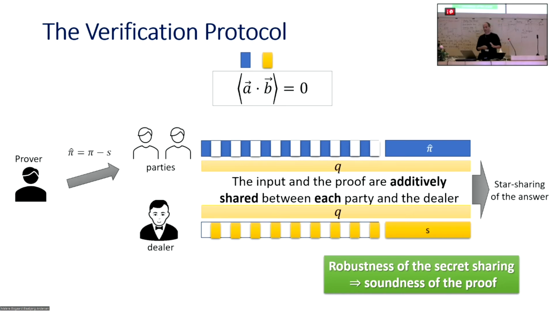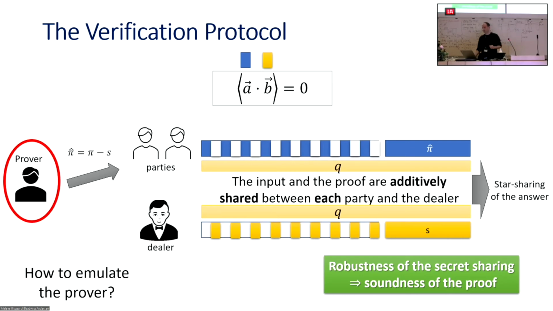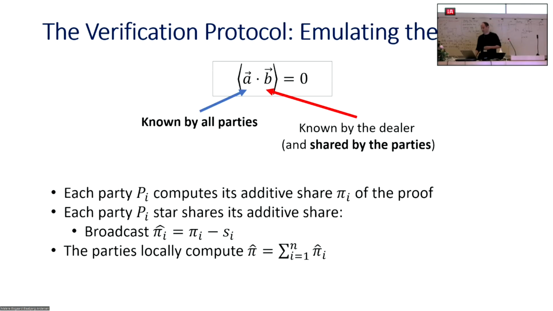So the only question that remains is how to emulate the prover, right? Because who is the prover here? No one knows the statement, the statement is known. No one knows the input. So who is the prover here? So the answer is that the prover is also emulated by all the parties.